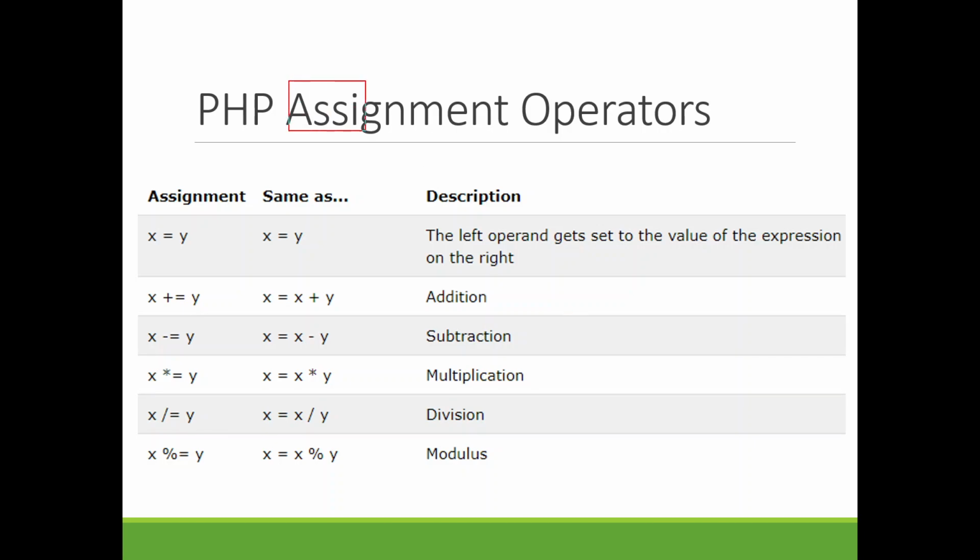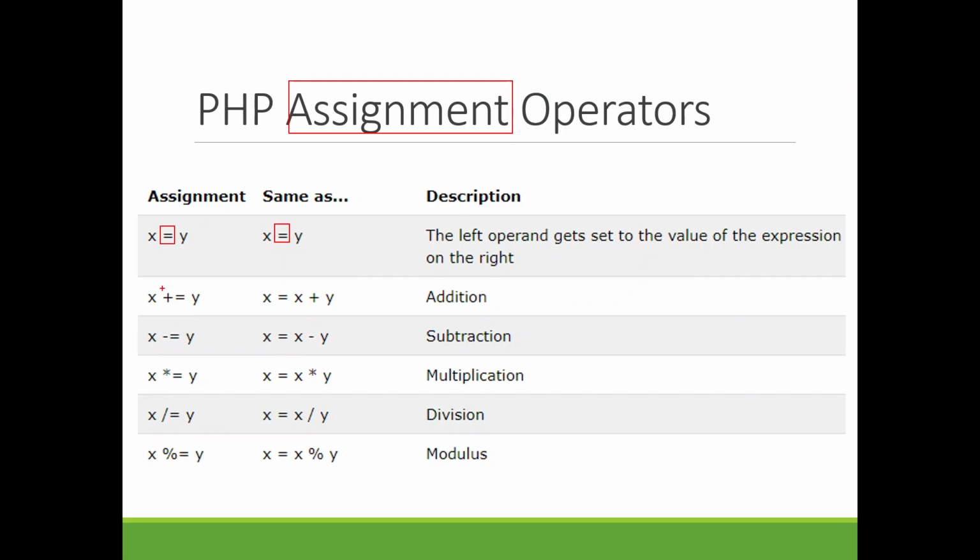Now, as the word suggests, assignment is used to assign a certain value to a variable, or the value of another variable to another variable. So the very first assignment operator is this one. Here we are simply assigning the value of y to x.